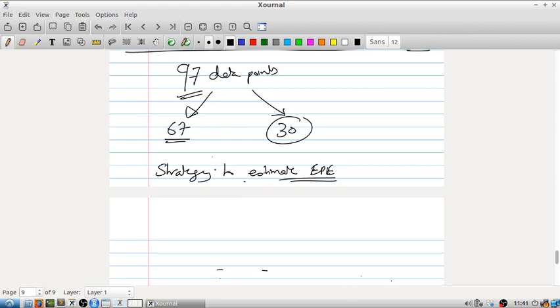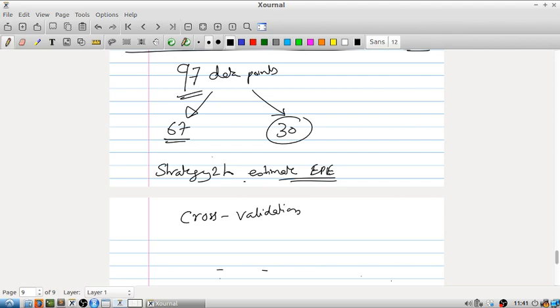I think this is strategy 2, right? I think I use strategy 0, 1, let's call this 2. This is popularly called cross-validation, okay? Here, we're not going to split.